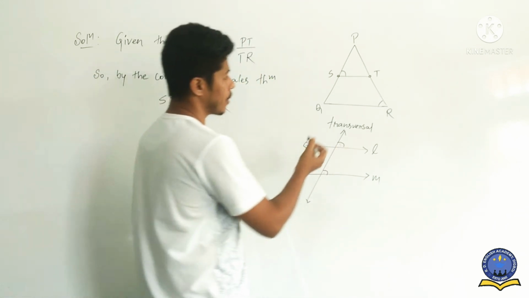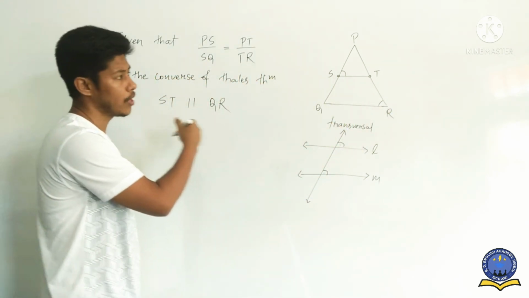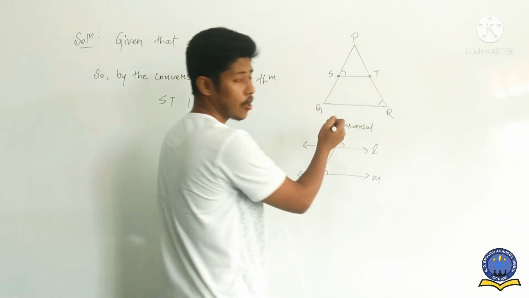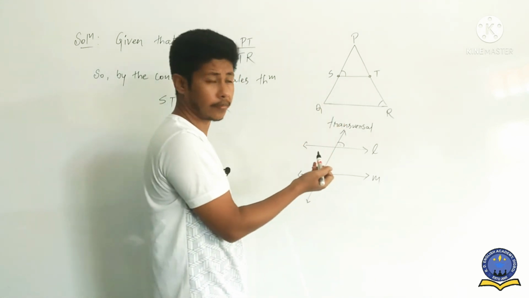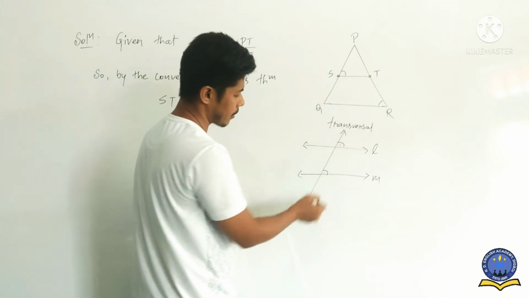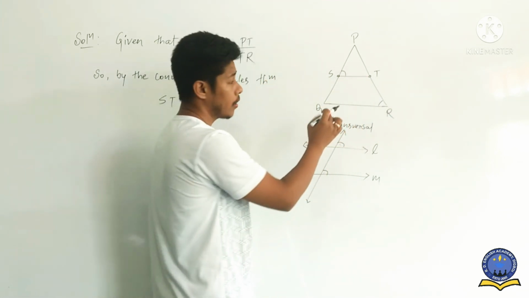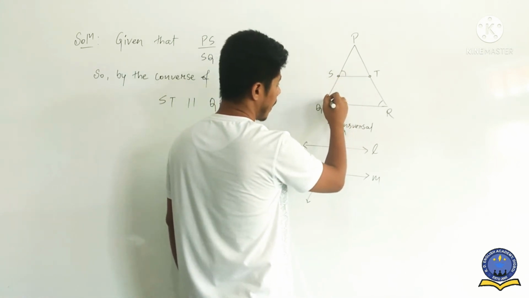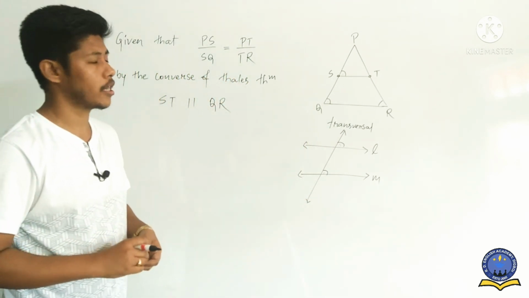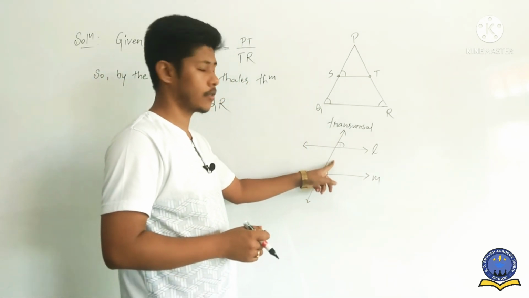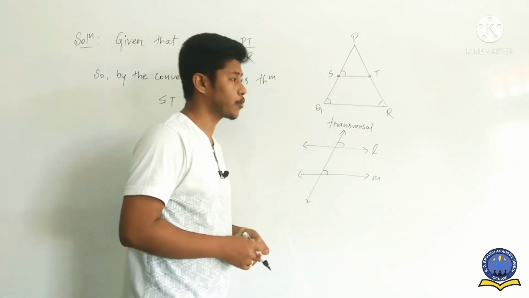The same thing here. Already we proved ST is parallel to QR by the converse of Thales theorem. So if these two lines are parallel, this SQ is also known as a transversal here, isn't it? If you extend the line, it looks like a transversal. So if ST is parallel to QR, then obviously this angle and this angle are known as corresponding angles by this logic. So from here we can say these two angles are corresponding angles.